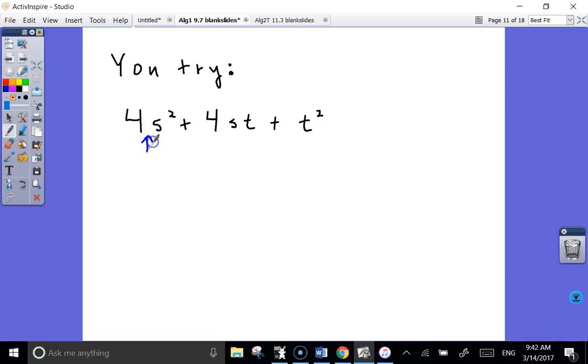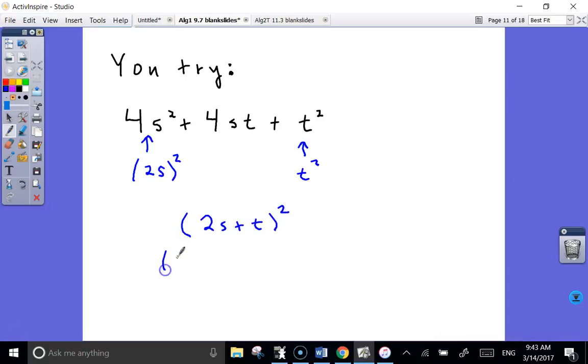So what is being squared in the first term? 2s. Right? And then what is being squared here? t squared. So what would we expect might be the factoring of this thing? 2s plus t squared. Done.